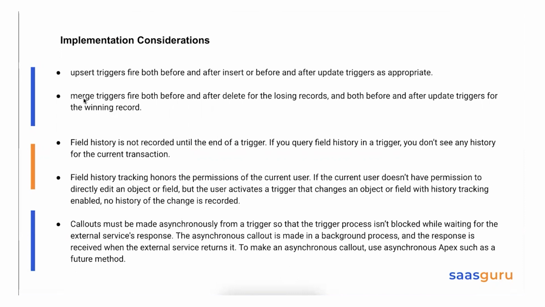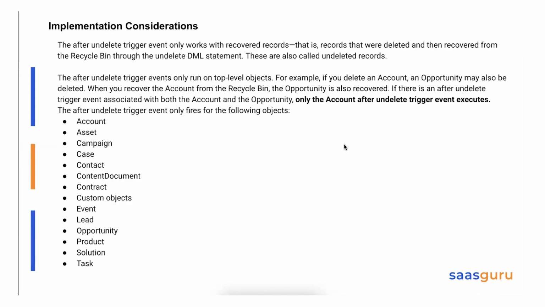For merging, there might be a question: a user is going to merge, there are four records, and one record will remain. How will trigger execution work? In the options, there will be before delete, after delete, before update, after update, and the same with the upsert cases. So I can say these points are also helpful from the exam point of view.